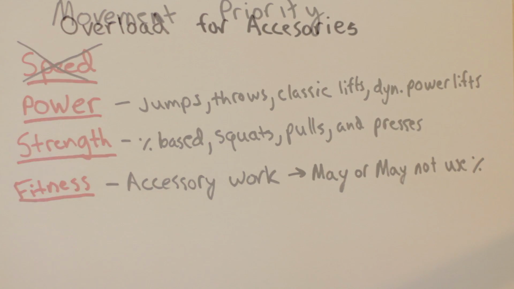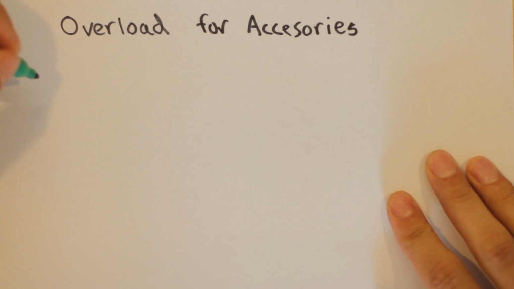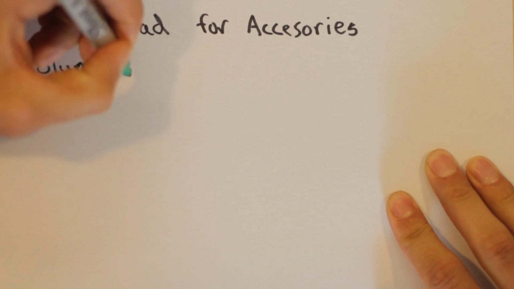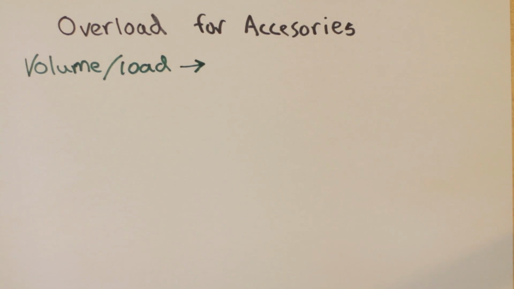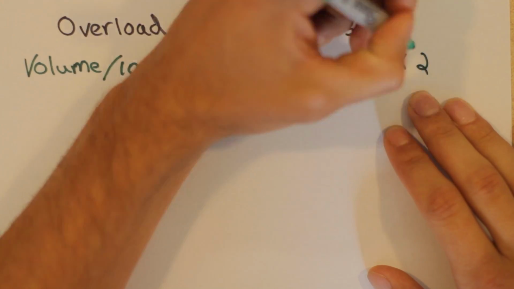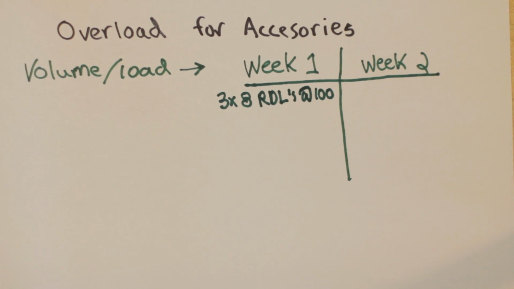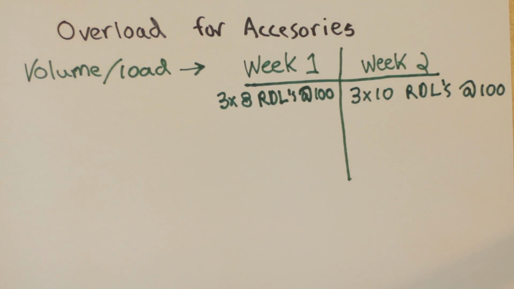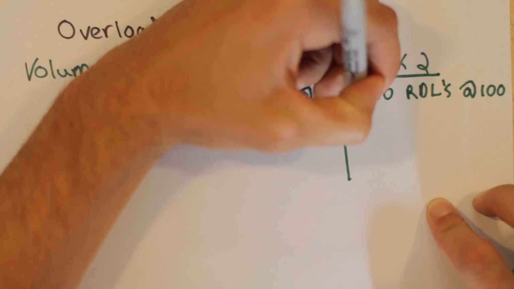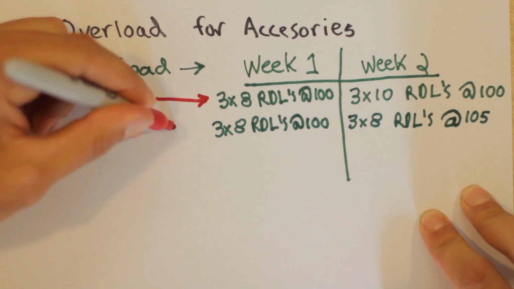The next important bit is understanding how to overload accessories. And this is where it starts to get kind of fun because you can be very creative in this process. Most people look at overload through the simple yet very effective lens of increasing overall volume or load over time. For instance, if in week 1 you programmed 3 sets of 8 RDLs, in week 2 you can just program 3 sets of 10 RDLs, or say you lifted 100 kilograms for week 1, you could keep the same volume in 3 sets of 8 and lift 105 kilograms the next.